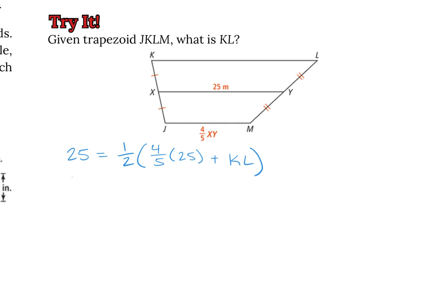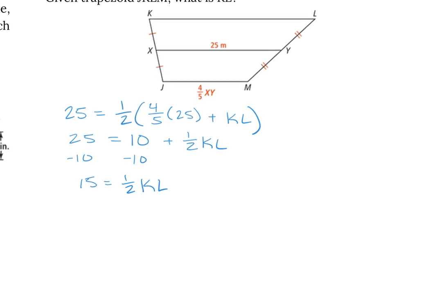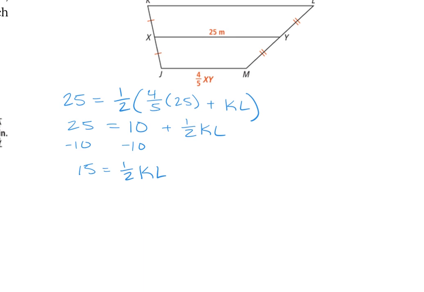Okay, I'll distribute out that half. The 4/5 times 25, I'd get 20, so half of 20, I'd get 10, and then half of KL. Subtract my 10 over. I will multiply by the reciprocal. So I'm going to get 30 for KL.